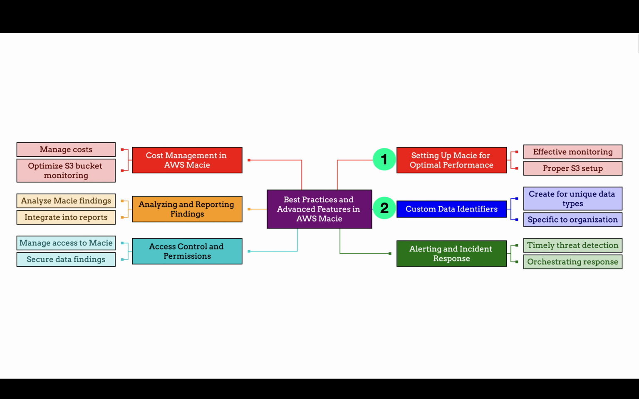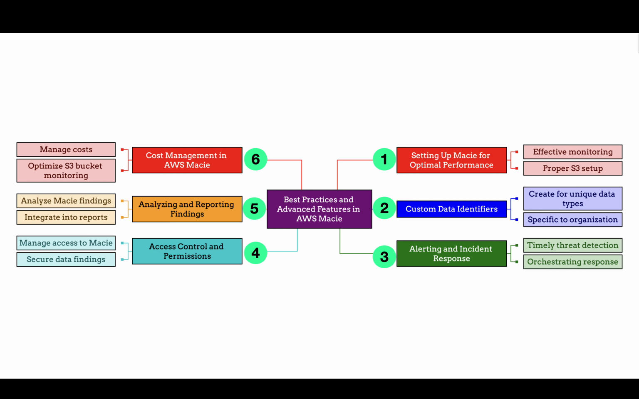organization. 3. Alerting and incident response, utilizing Macie's alerting system for timely detection of potential threats and orchestrating incident response. 4. Access control and permissions, best practices for managing access to Macie and its findings to ensure data security. 5. Analyzing and reporting findings, techniques for analyzing Macie findings and integrating them into security reports.